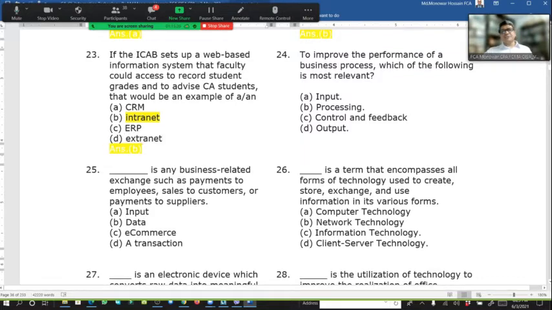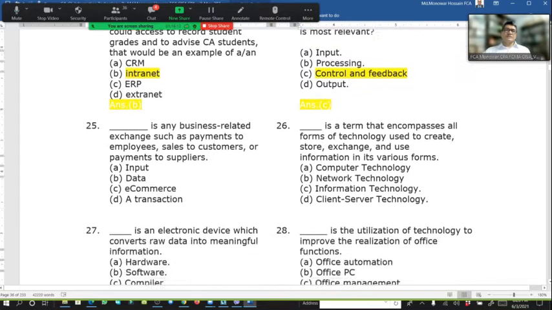Yes, intranet. To improve the performance of a business process, which of the following is most relevant? Input, processing, control and feedback, or output. What would be the answer? Control and feedback. Sometimes we can say processing is also a fundamental thing. Input and output are all similar, but in this case, control and feedback.